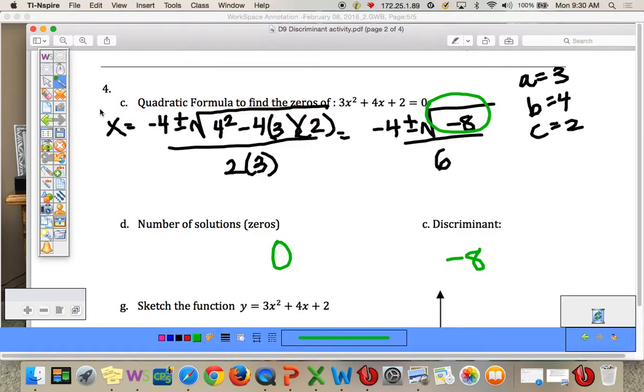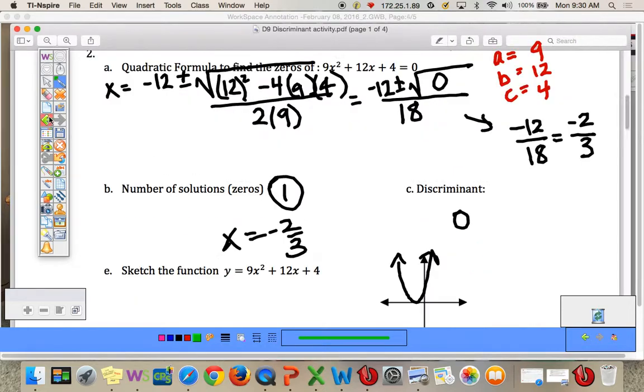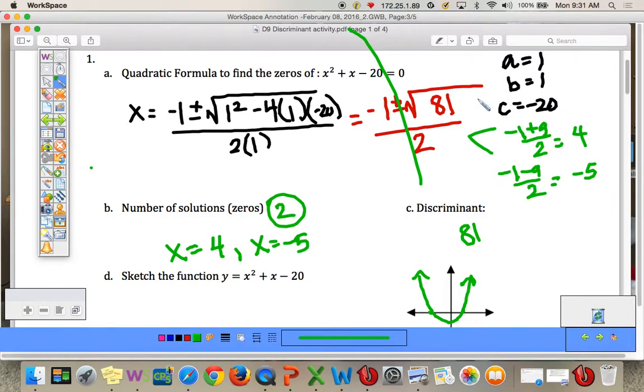So basically, here's the rule. You look at your discriminant. If your discriminant is negative, you have no real solutions. If your discriminant is 0, you only have one answer, because if you have plus or minus 0, that's just one answer. So again, if your discriminant is 0, you have one real root. And if your discriminant is a positive number, you have 2 answers. So that's our goal for today.